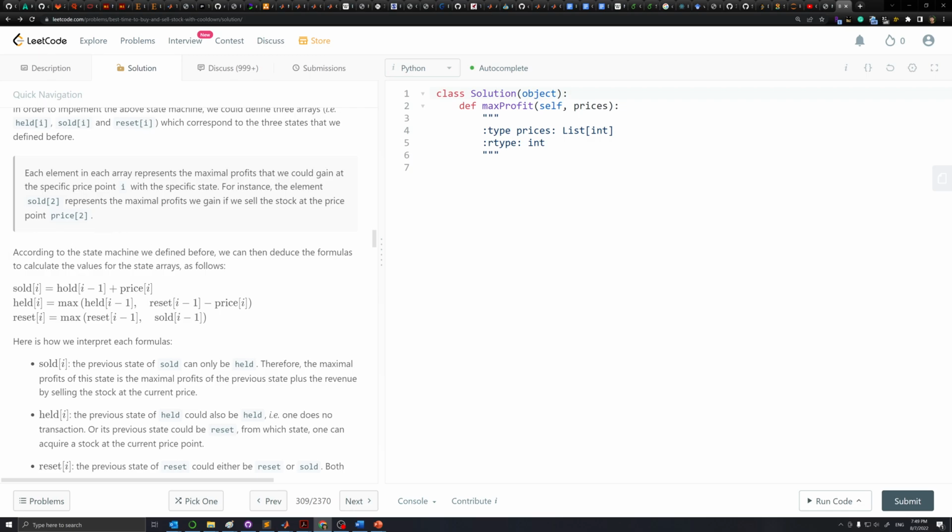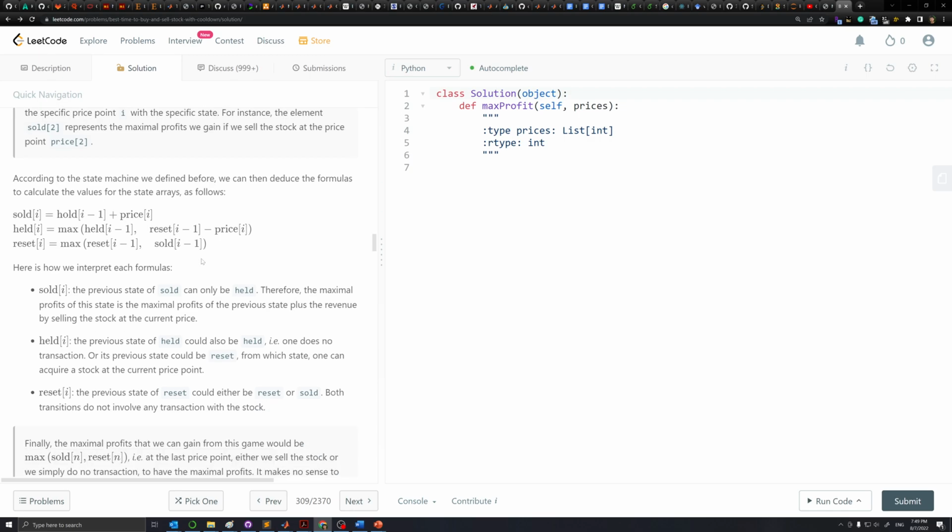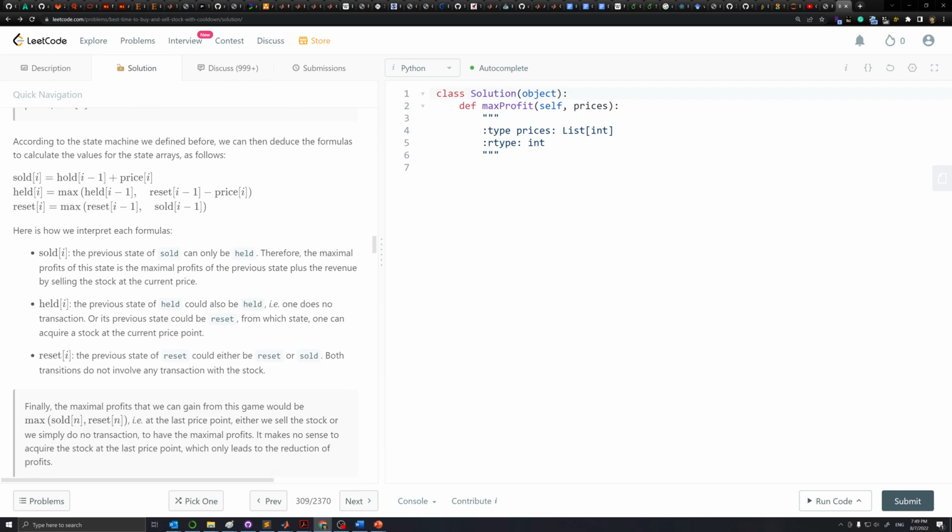According to the state machine we defined before, we can then deduce the formulas to calculate the values for these state arrays as follows. sold[i] equals hold[i-1] plus price[i]. hold[i] equals max of hold[i-1], reset[i-1] minus price[i]. reset equals max of this and this. Here's how we interpret each formula. So this is like a recursive formula for all three possible states.